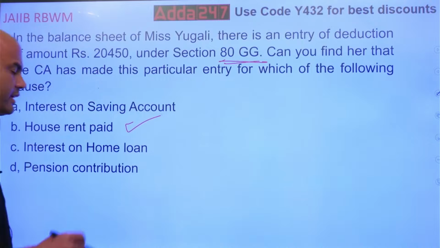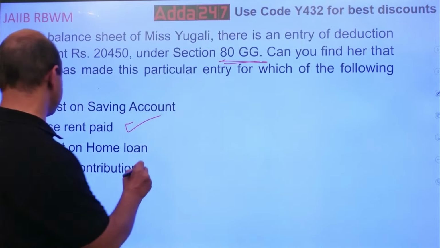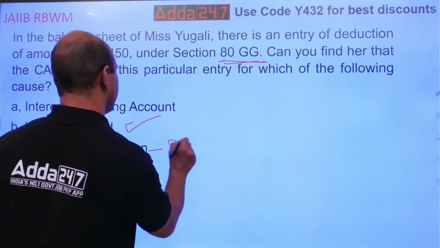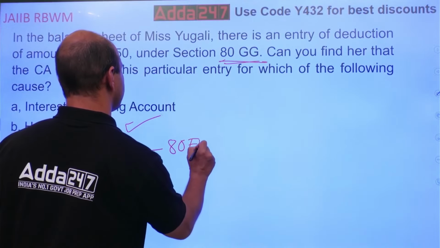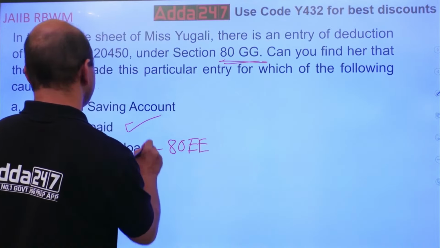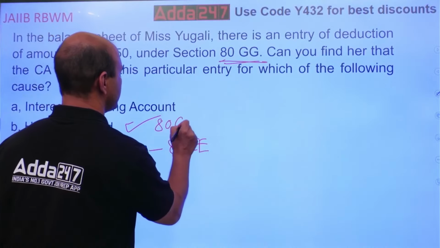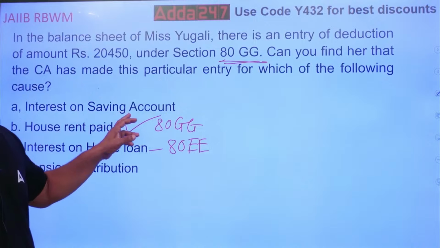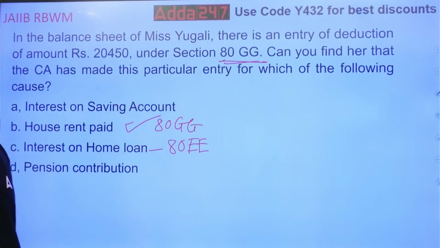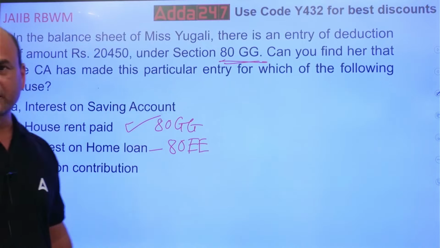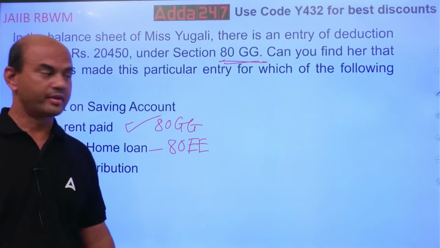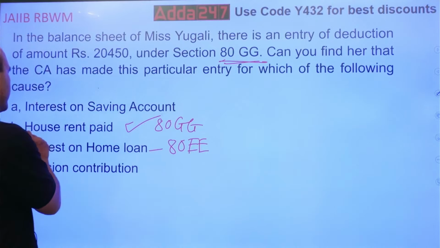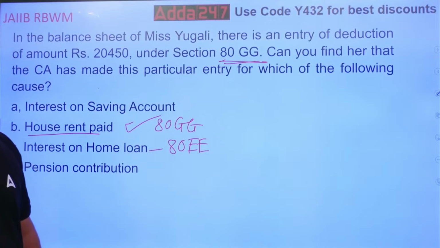So mainly here in the exam you will generally have the section 80EE. This is an important section because it is related to home loan. 80GG over here. There is one more, 80TTA. Forget it, nobody asks you that much. These two are very important. And the answer is this: house rent paid. This is the answer. 80GG. Okay.